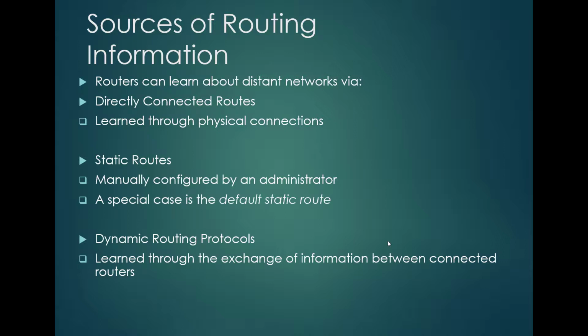Source of routing information. Routers can learn about remote networks through directly connected routes. They learn through physical connections. We have static routes, where we manually configure them by the administrator. We also have a particular one called the default static route. So if we don't know how to find it, send it to this one, let him find it. We have dynamic routing protocols. We can do a mixture of static and dynamic routing protocols. There are different reasons that we're going to do this.